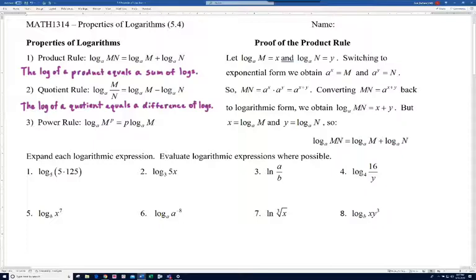And then finally, we have the power rule, which says if you take the log base a of m to some power p, we can actually move the p out front. It becomes p times the log base a of m. And so these are the three rules that we have, and you're going to need to know these by heart. So let's go ahead and see how we use them.